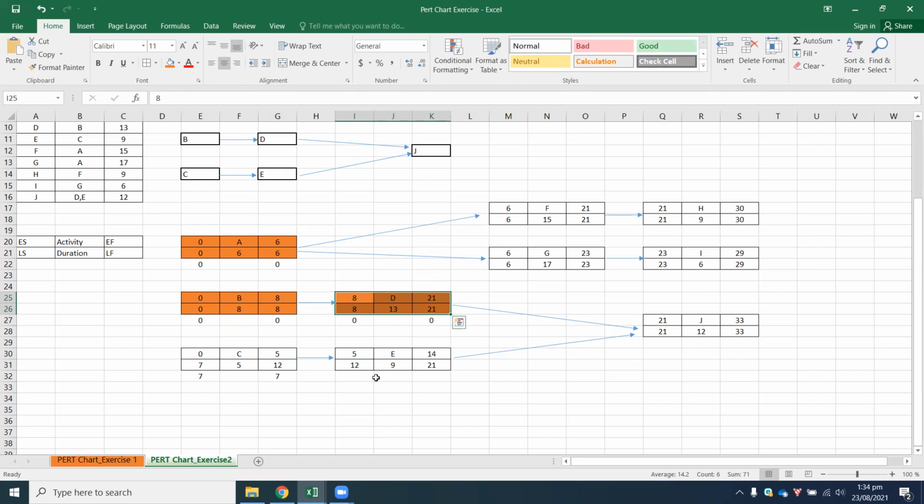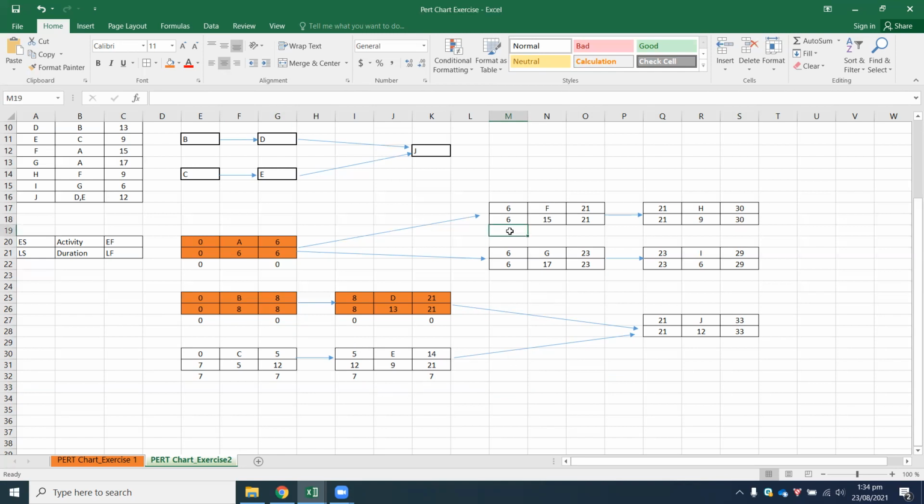After that, let's try this one. 12 minus 5 gives you a value of 7. So when you get any other value apart from 0, you should know that that will not be correct. So 21 minus 14 gives you a value of 7. So 7 plus 7 is equal to 14. So this is also not part of a critical path.